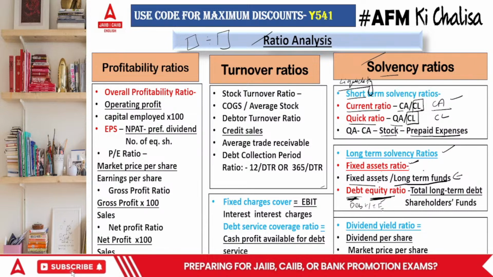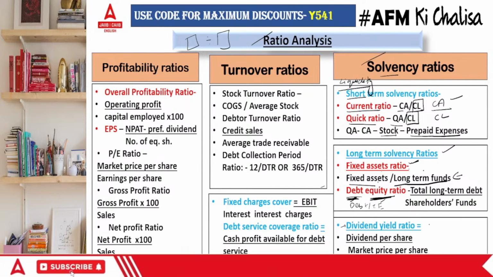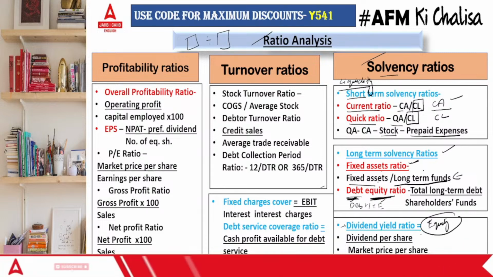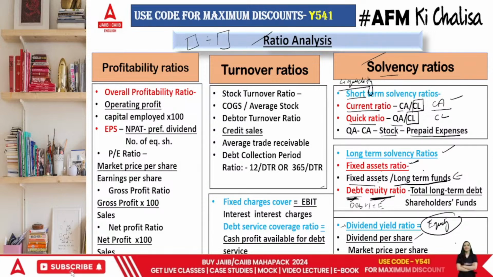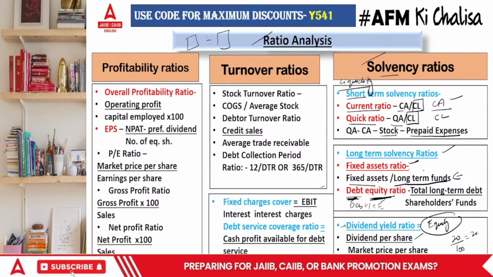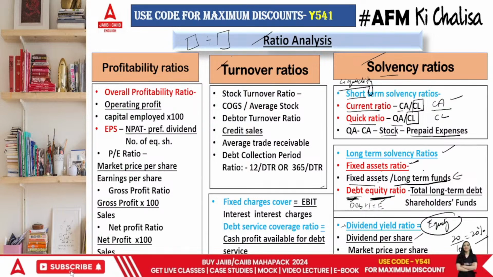Then we have dividend yield ratio. How much income are we making, everyone? Matlab, what is the amount of income an equity shareholder is getting? Equity shareholder will make dividend divided by market price per share. For example, the share price is say 100 rupees and you get 20 rupees as dividend out of the total profits. That means 20% is your return. Then comes the turnover ratios.